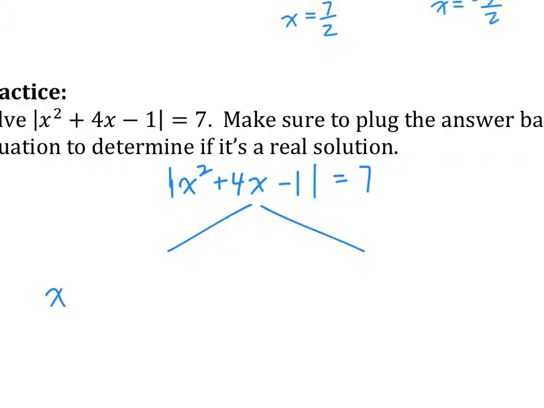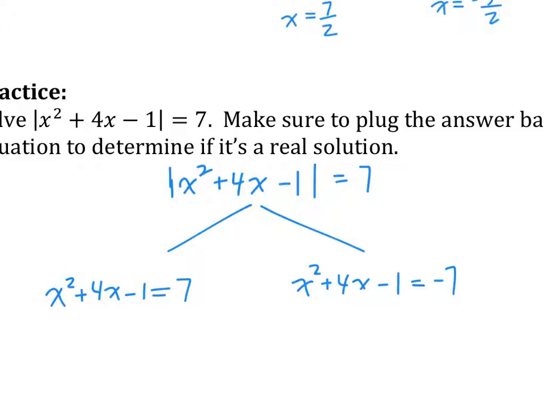7 or negative 7. X squared plus 4x minus 1 equals 7. X squared plus 4x minus 1 equals minus 7. How many answers are you supposed to get? 2 according to this, right? According to the original question. But if you do separate it, you are going to get 4 answers. Does that make sense? Because you have 2 here and you have 2 here, which means 2 of them are not going to be real. So 2 of them are actually going to be imaginary numbers.